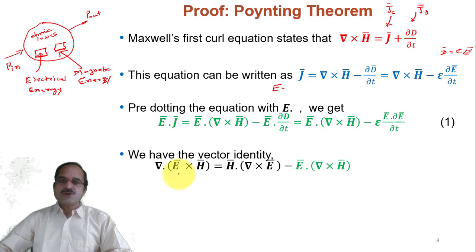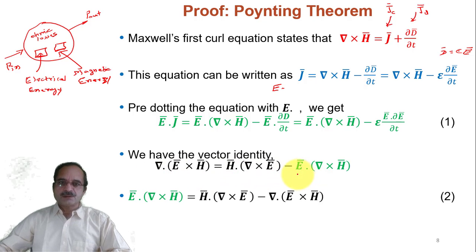Now we make use of this standard vector identity, that is divergence of E cross H. So this is the same as H dot del cross E minus E dot del cross H. So, rearranging this equation, this E dot del cross H we shift on the left hand side and the remaining terms on the right hand side.